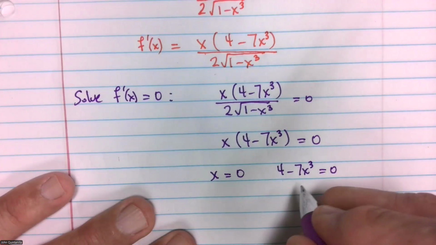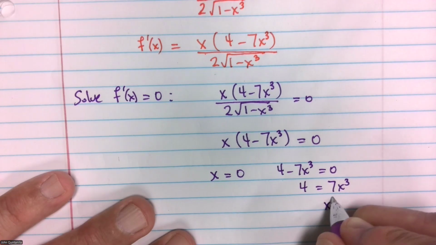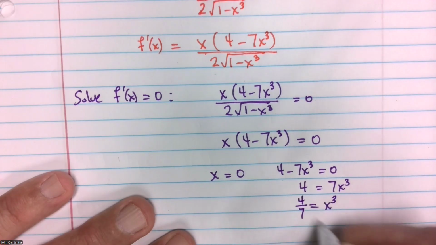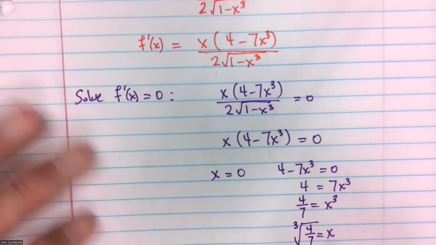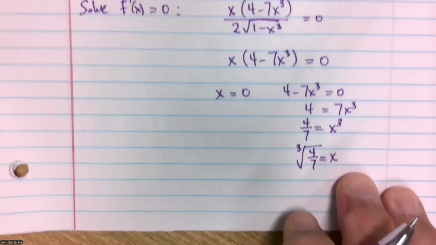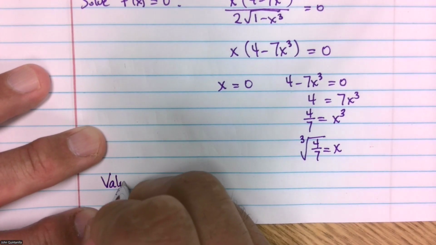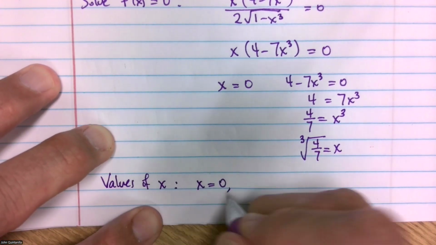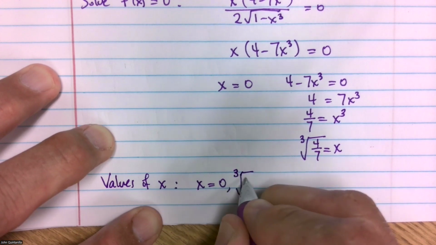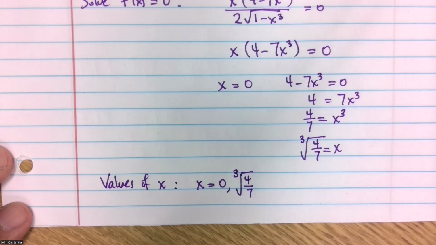This one's easy. The second part is 4 is equal to 7x cubed. X cubed is therefore equal to 4 sevenths, and so x is therefore equal to the cube root of 4 sevenths. And so that is our answer. The values of x where there's a horizontal tangent line will be x equal to 0 and also the cube root of 4 sevenths. Those are my two answers, the two values of x where that curve has a horizontal tangent line.